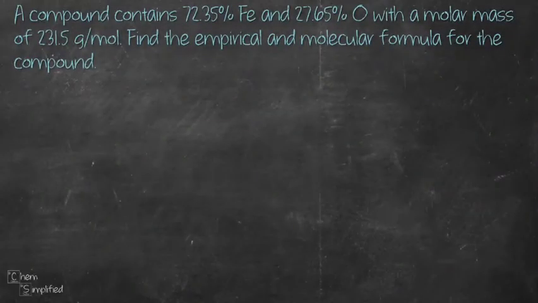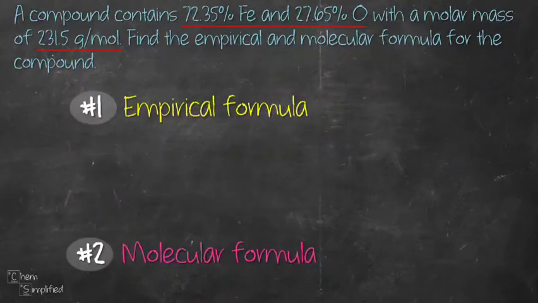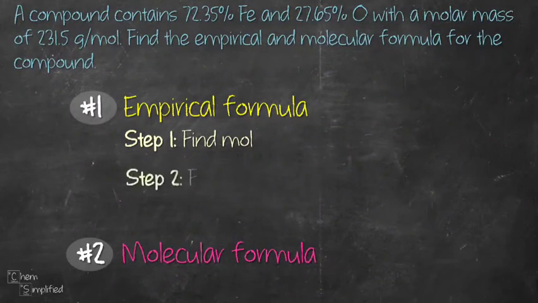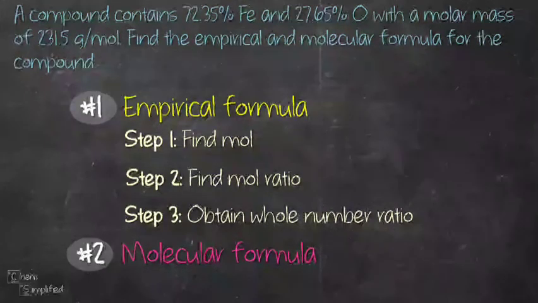In this sum, they are given percentage of atom in the molecule and molar mass of the molecule, and they ask us to find empirical formula and molecular formula. To find empirical formula, first step, find the mole. Second step, find mole ratio. Third step, obtain whole number ratio.